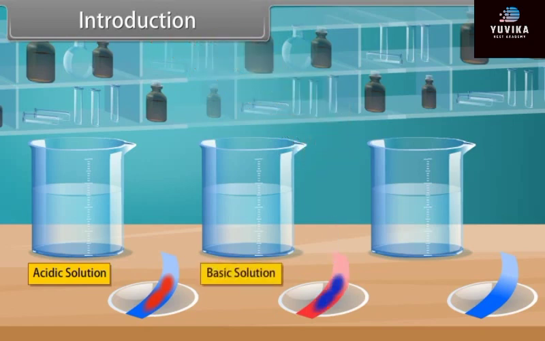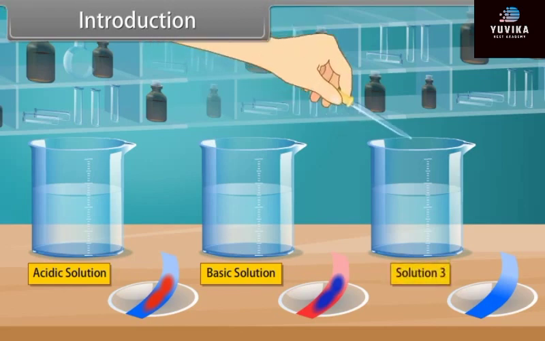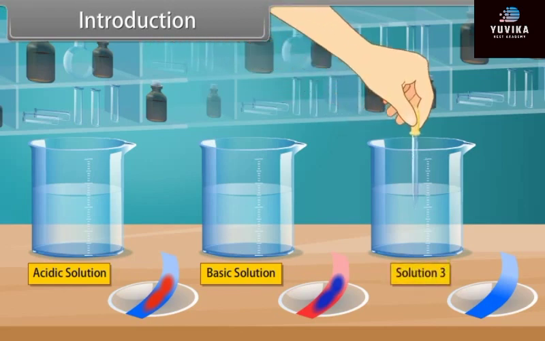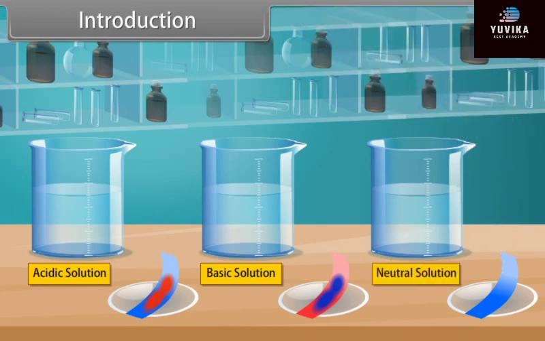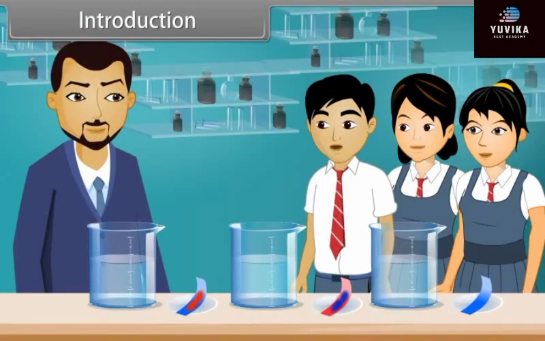Finally, we test for solution 3. The color is not changing. It shows that this solution is neutral and we can say that solution is at equilibrium. Sir, what is equilibrium? Equilibrium is a condition when the number of moles of base becomes equal to number of moles of acid. Let's learn more about it. In this lesson, you will study the physical and chemical equilibrium.